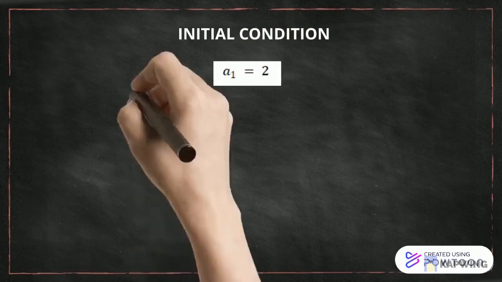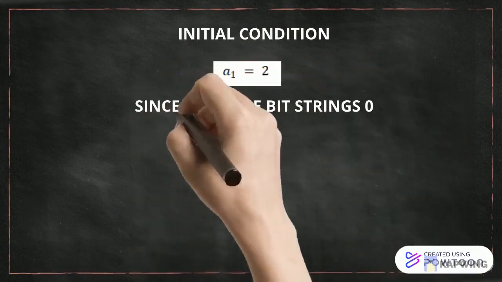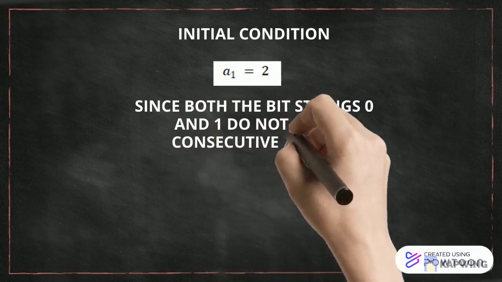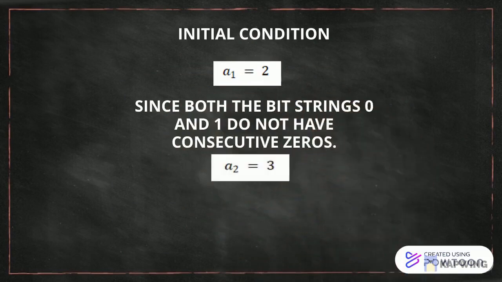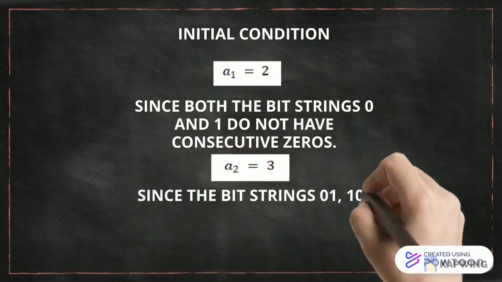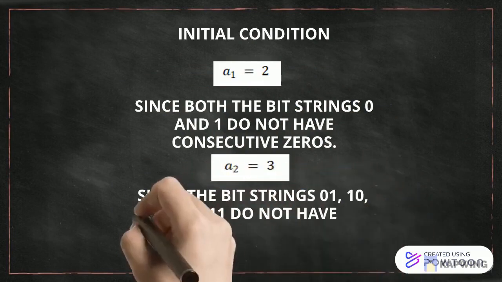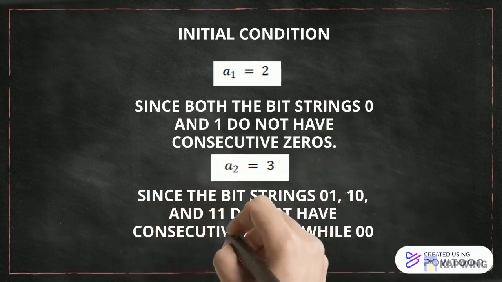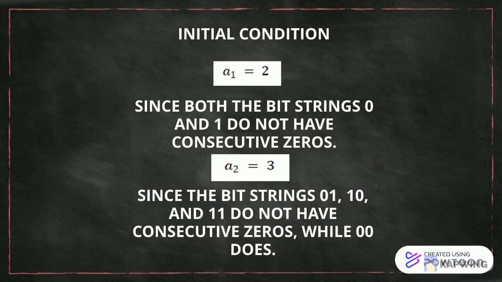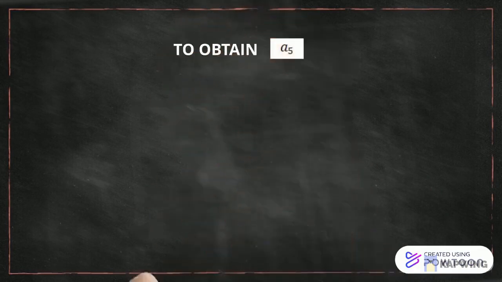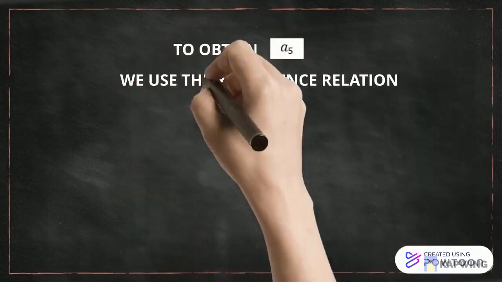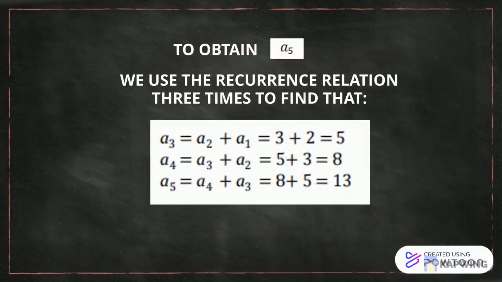The initial conditions are a1 equal to 2, since both the bit strings 0 and 1 do not have consecutive zeros. a2 equal to 3, since the bit strings 01, 10, and 11 do not have consecutive zeros, while 00 does. To obtain a5, we use the recurrence relation 3 times to find that a3 equal to 5, a4 equal to 8, and a5 equal to 13.